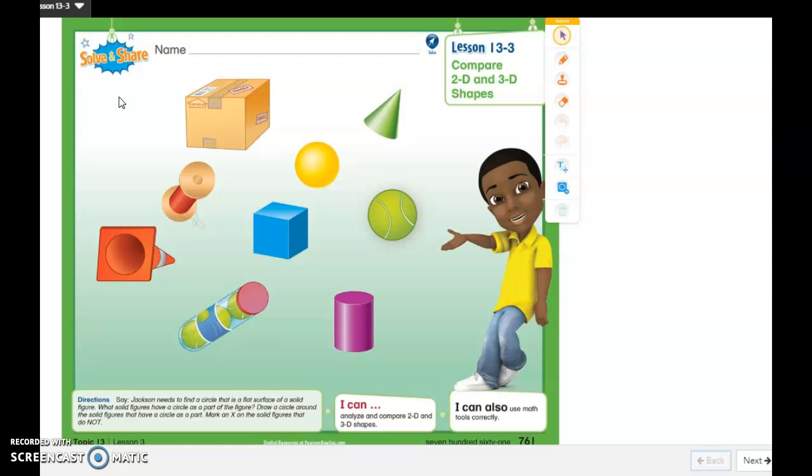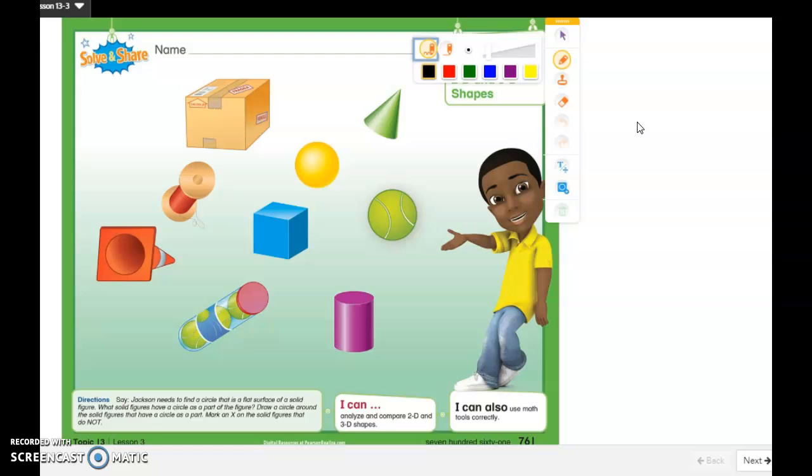Jackson is looking for a solid figure. Okay, that's not enough information, right? Everything there is a solid figure. So he wants a solid figure that has a circle as part of the figure. Okay, so we're going to put an X on the figures that do not. So we can cross some out. All right, so we're looking for the ones that are solid. Well, if you look at these, everything here is solid 3D shapes. Okay, so we need a little more.